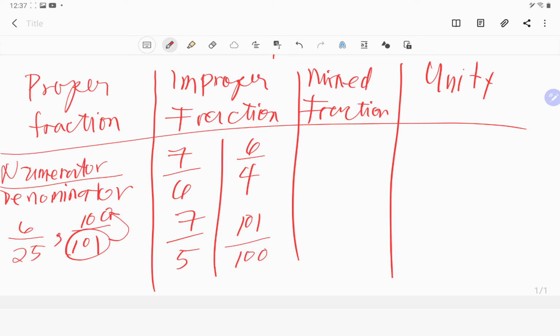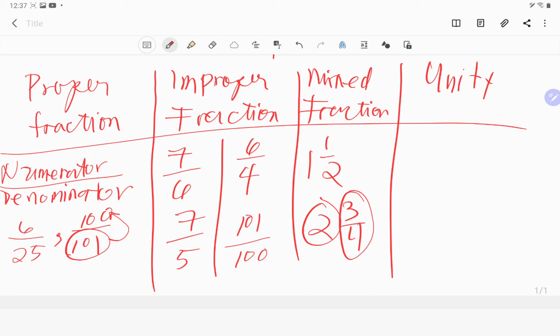Okay. Next, what is a mixed fraction? A mixed fraction is a mixture of a whole number and a fraction. So, let's say 1 and 1/2. So, yan yung mixed fraction natin. Let's say 2 and 3/4. Mixed fraction yan. Dahil meron tayong whole number and a fraction.